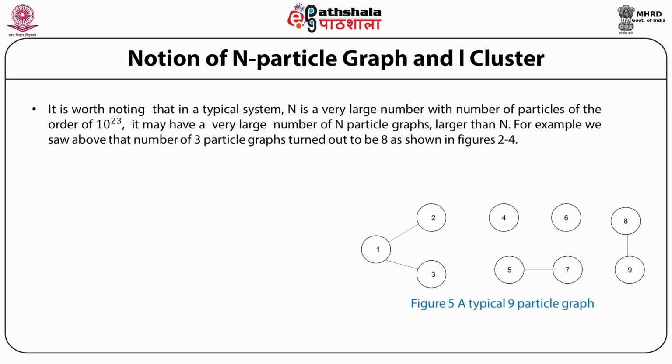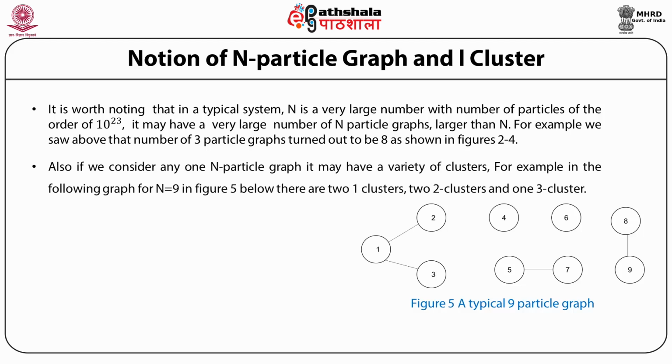It is worth noting that in a typical system, n is a very large number, with the number of particles of the order of 10 to the 23. It may have a very large number of n-particle graphs. For example, we saw above that the number of 3-particle graphs turned out to be 8, as shown in figure 2. Also, if we consider any one n-particle graph, it may have a variety of clusters.